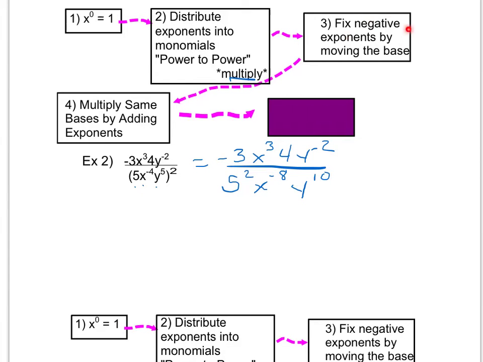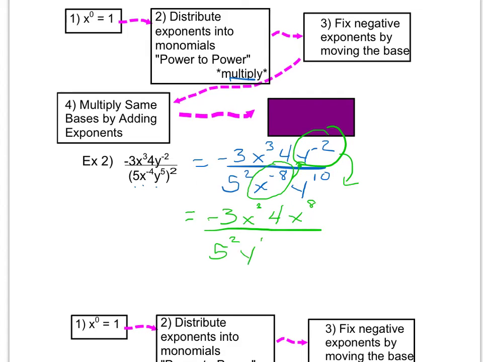Moving along my flow map, now I'm going to fix negatives. So I'm going to take anything that has a negative exponent and I'm going to move it. When I do, it's going to lose its ticket, so that y to the negative 2 is going to move, and x to the negative 8 is going to move. Notice I'm not moving my negative number, just negative exponents. And that's going to give me negative 3 x cubed, 4 x to the 8th, because that negative 8 loses its ticket, 5 squared, y to the 10th, y squared.